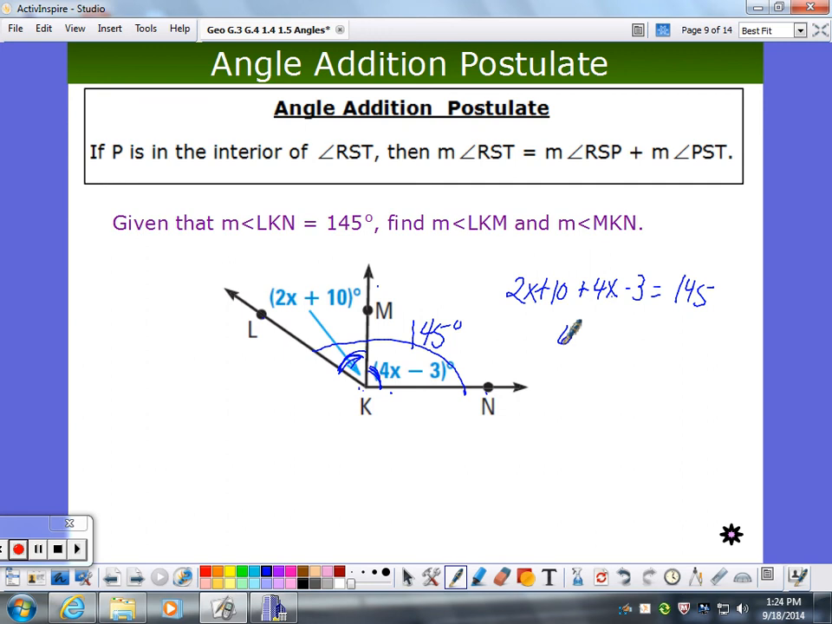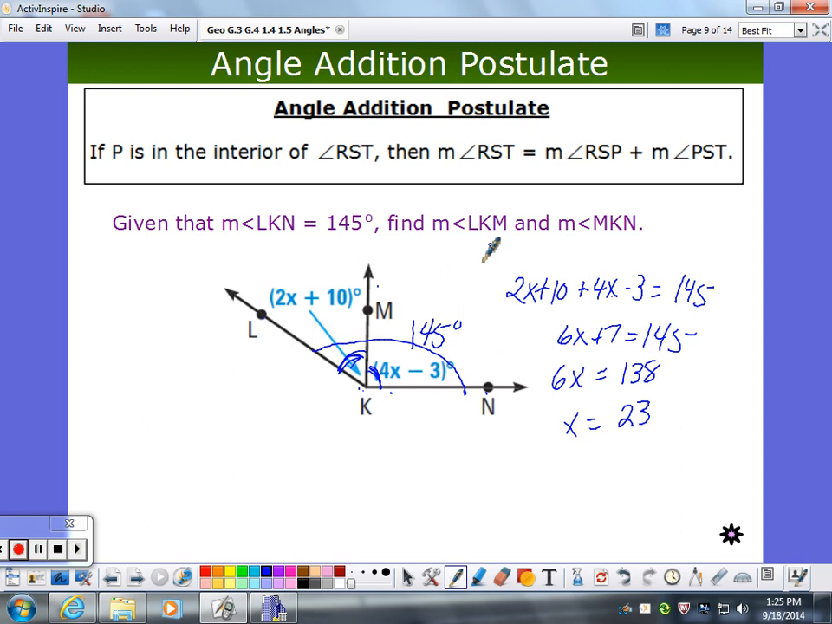We've got 6x plus 7. That's going to be 145. So I'm going to subtract the 7 from both sides. So 6x equals 138. I'm going to divide both sides by 6. 138 divided by 6 is 23. So I found my x, but that's not what the question is.